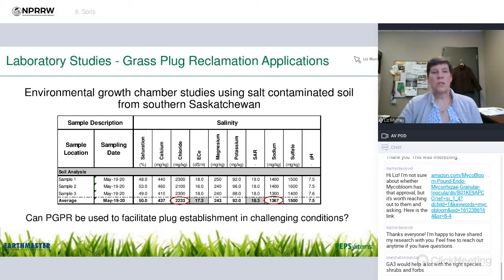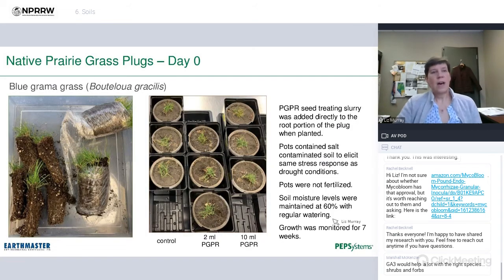So I'm going to switch to some native grass plugs that we did a few laboratory and a few field studies with and looked at some reclamation applications. So these are environmental growth chamber studies, and we were using a salt-contaminated soil from southern Saskatchewan, and you can see the parameters of it there with the salt or chloride concentrations and the sodium concentrations, and you see around 17. So we were asking the question, can PGPR be used to facilitate plug establishment in challenging conditions? And so this is how we did that.